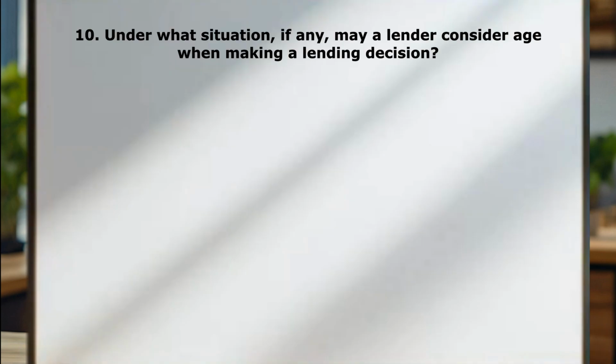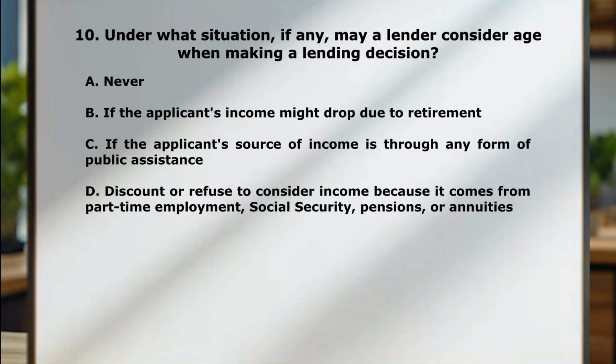Under what situation, if any, may a lender consider age when making a lending decision? A, never. B, if the applicant's income might drop due to retirement. C, if the applicant's source of income is through any form of public assistance. D, discount or refuse to consider income because it comes from part-time employment, Social Security, pensions, or annuities.